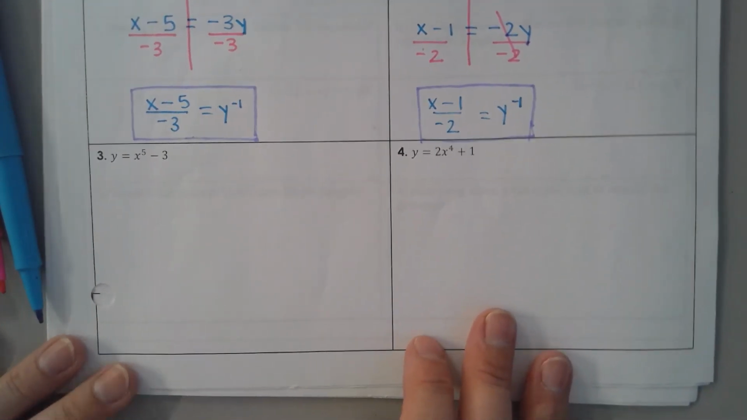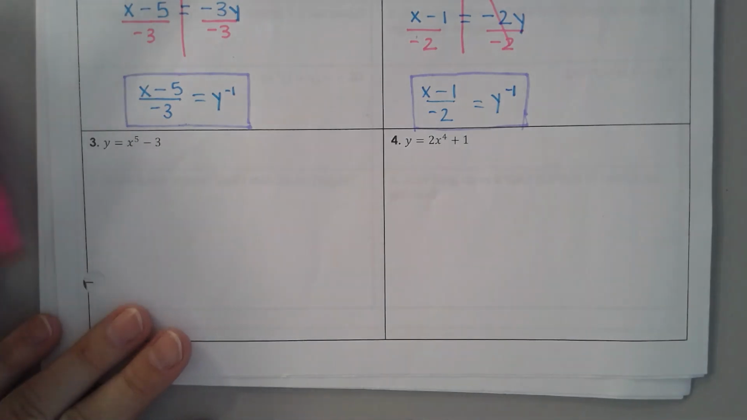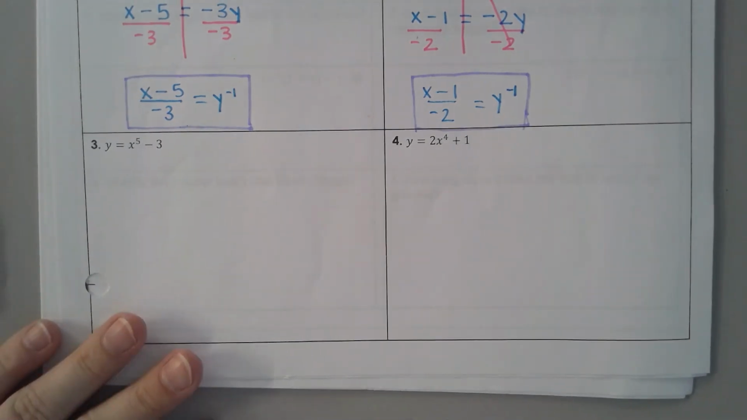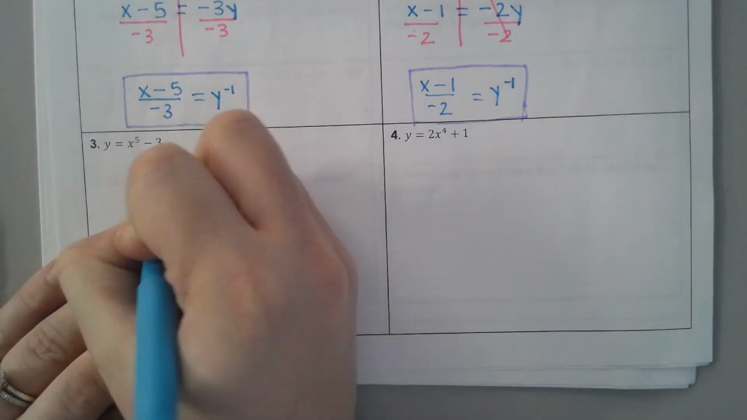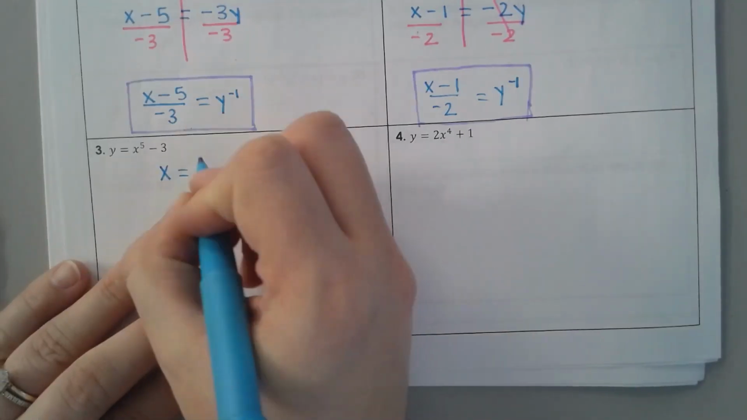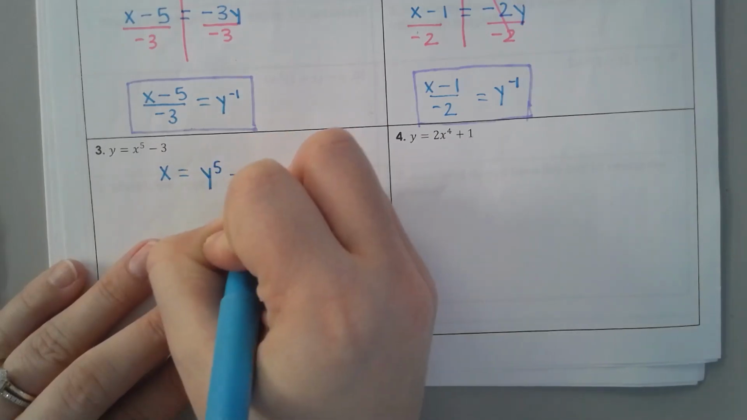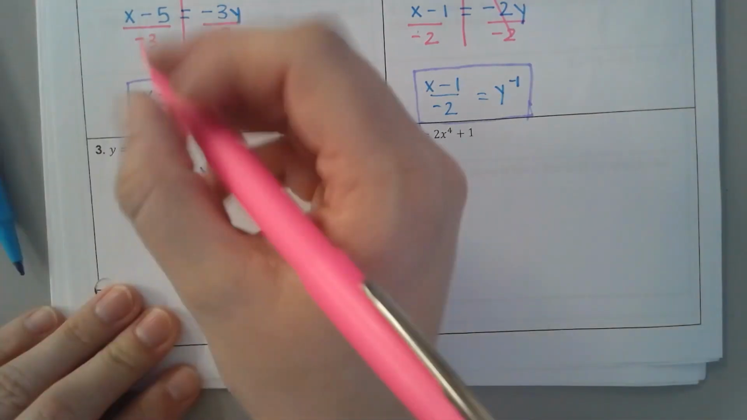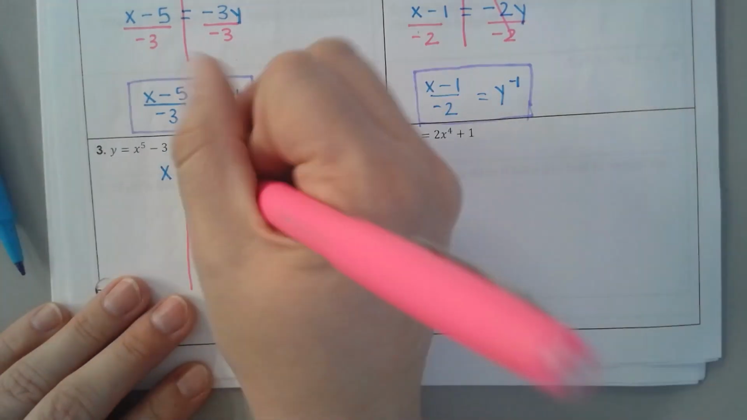This one's a little different because I have an exponent I'm going to have to work with. But we still switch the x and y. So x equals y to the 5th minus 3. What did you say you do first? This is add 3, yep.